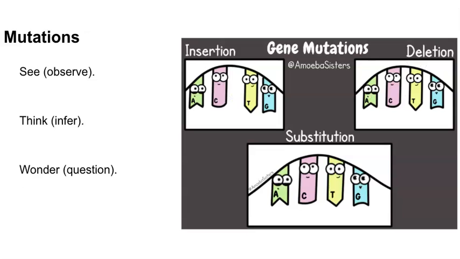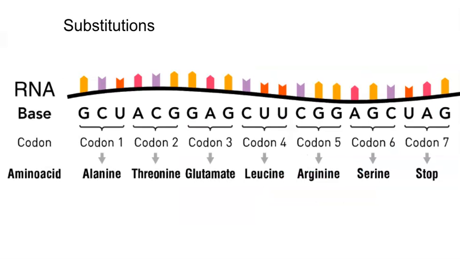Your question might be, how does this affect my traits or my proteins? And that's a great question as well. And again, this kind of comes down to what we were talking about before about the codons changing. How is that actually going to affect your traits and your proteins? Let's go over substitutions first. Please take notes as I'm completing this.